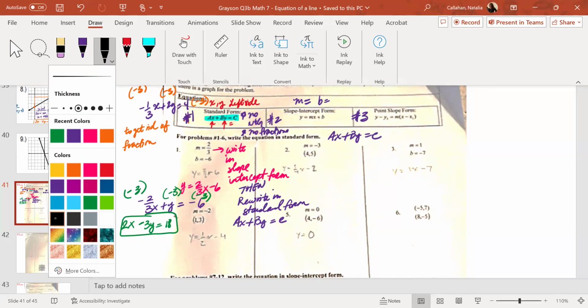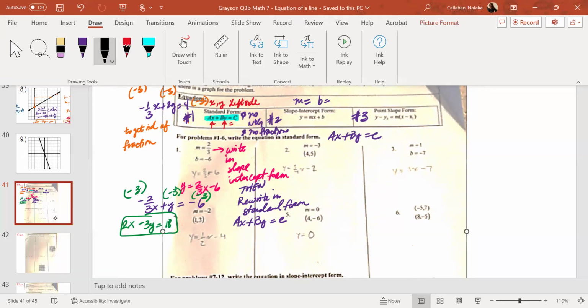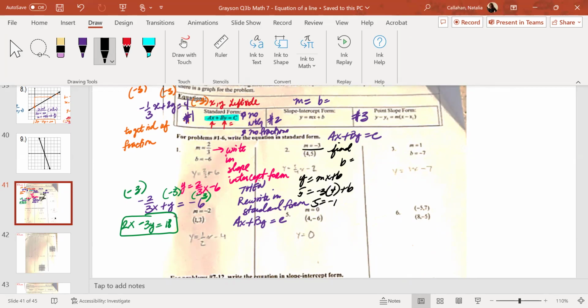Number 2, how is this number 2 different than number 1? You're given points. So what do I need to find? What are the two things you need in slope intercept form? So what am I missing? Really? Your slope is right there. So what are you missing? Find b. When you find out, let me know what it is. This is going to take a long time because you didn't bother finishing the question.